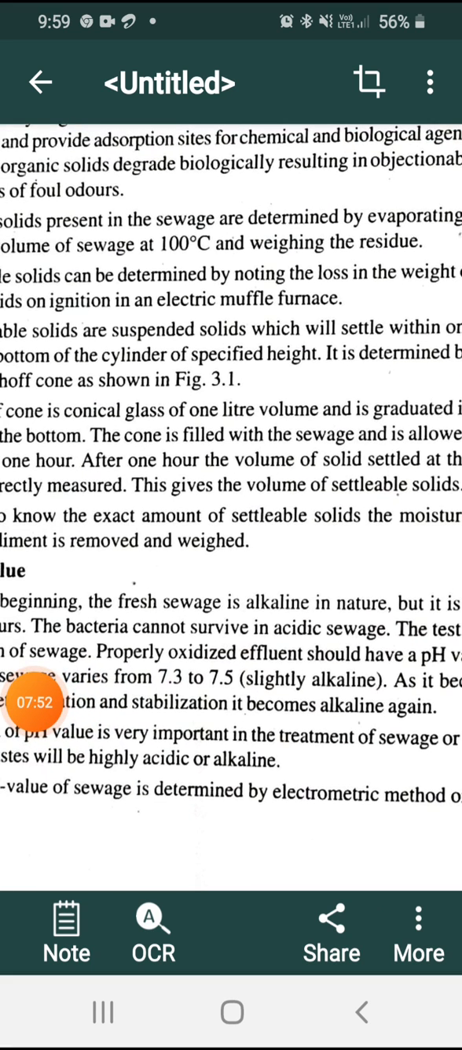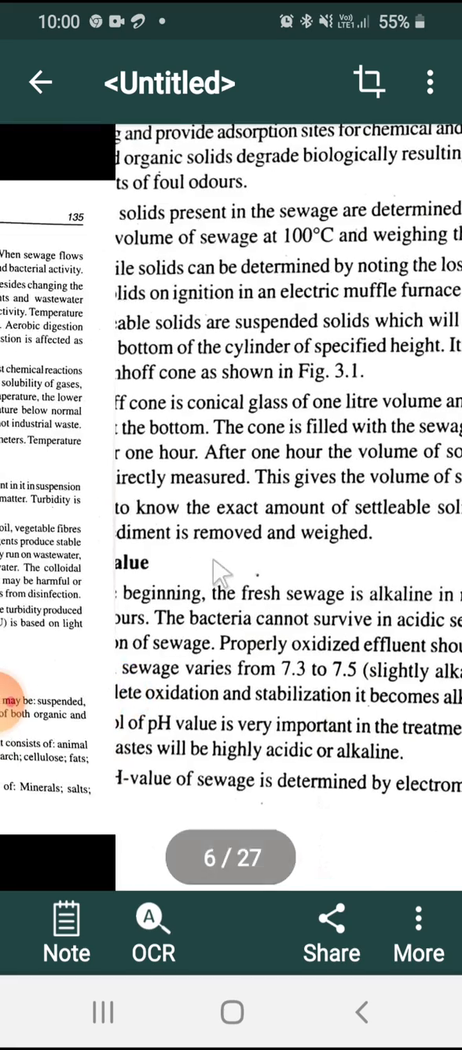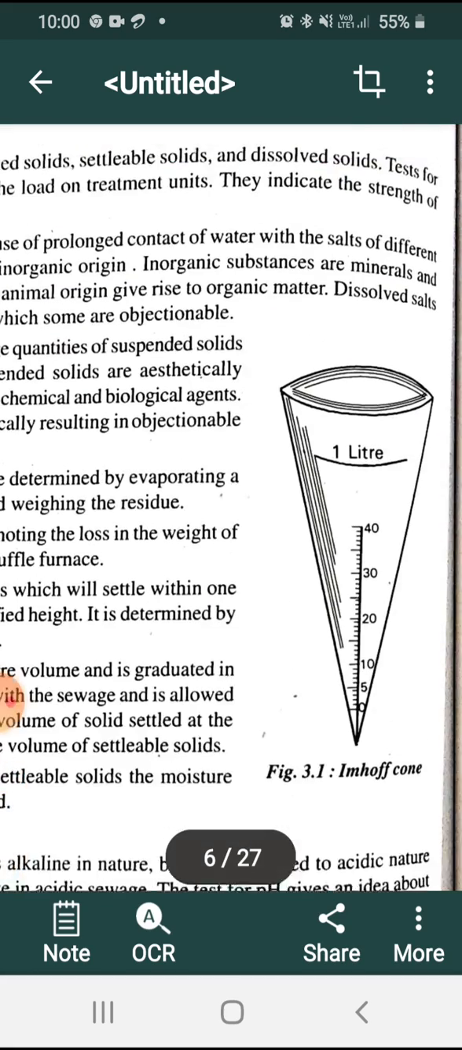They give the exact amount of settleable solids, the moisture content, and how much it is able to remove. Those things we have studied here. Okay, next I will tell you.